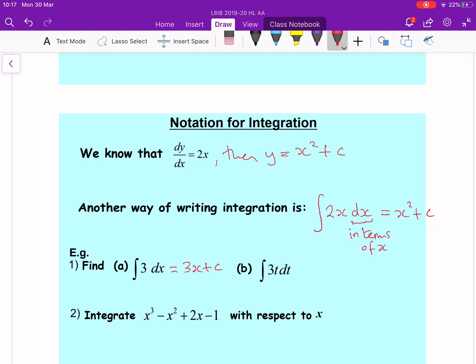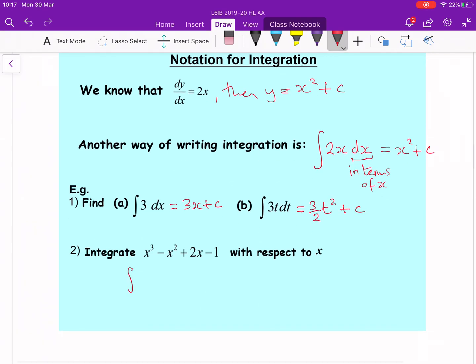Whereas if we're going to use a different letter, then we're going to have a different d something. So this one's integrate 3t dt, because we're working in terms of t. So t goes to t squared, and we divide by 2. There's already a 3 at the front. 3 over 2 t squared plus c.